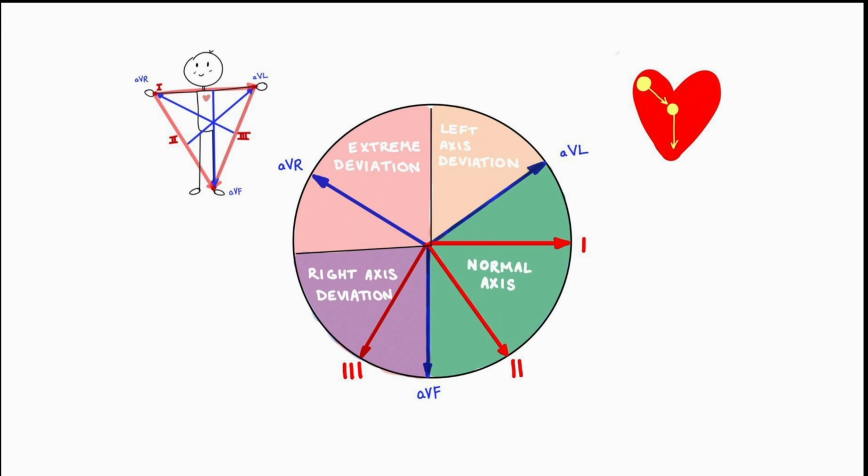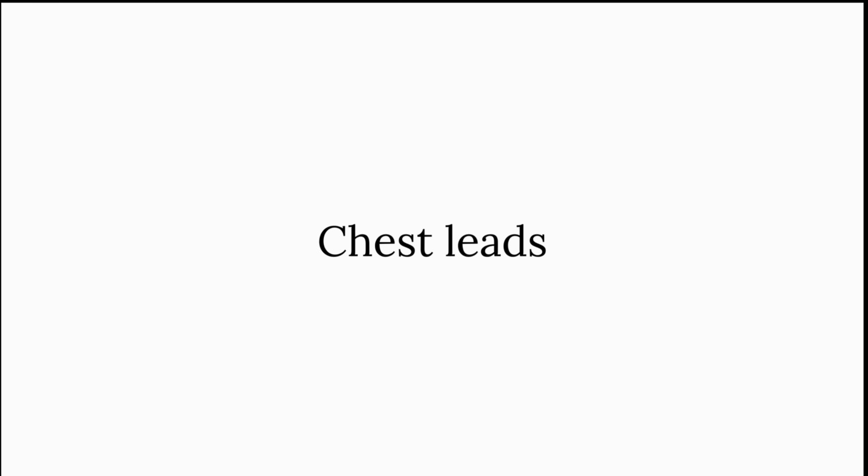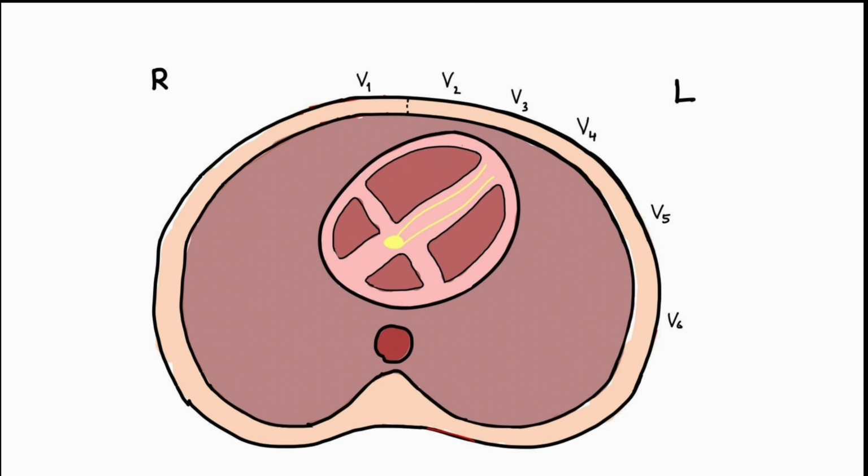Okay, let's look at the chest leads. We need a different view to consider the chest leads. So now imagine we're looking at a CT or an MRI. We are looking from the feet upwards. That right ventricle is occupying most of that anterior space. That left ventricle, the thicker myocardial wall, is lying mainly posteriorly.